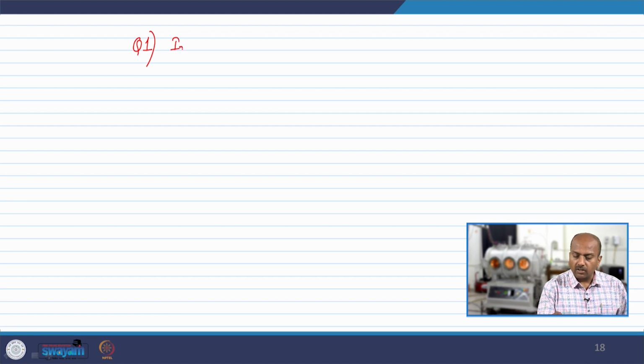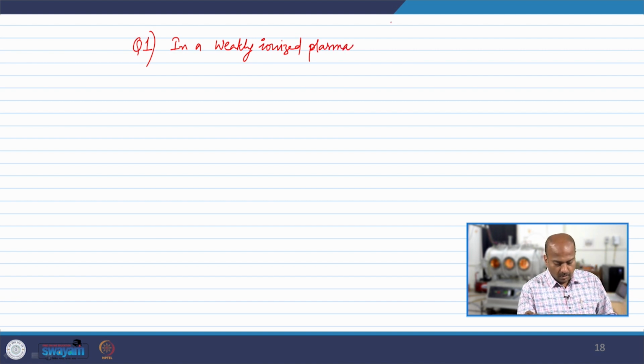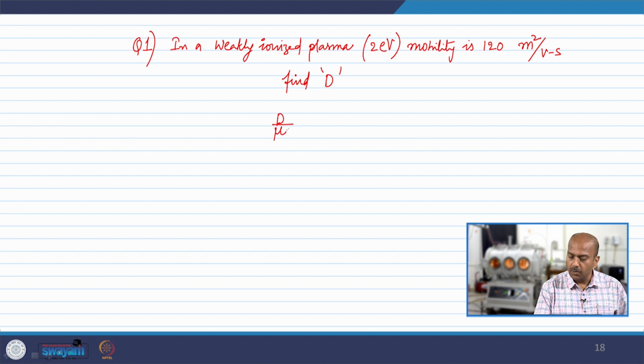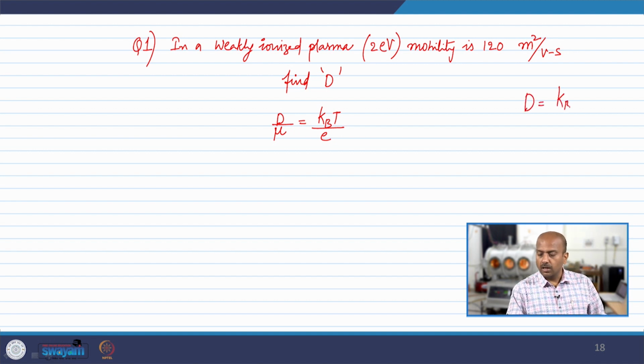So, we will consider a simple numerical, question 1. Let us say in a weakly ionized plasma, characterized by 2 electron volt, mobility is 120 meter square per volt second. Find the diffusion coefficient. Okay. So, we know that D by mu is kBT by e, because D is kBT by m nu and mu is e by m nu, right.